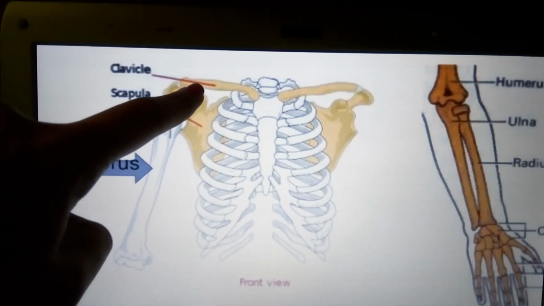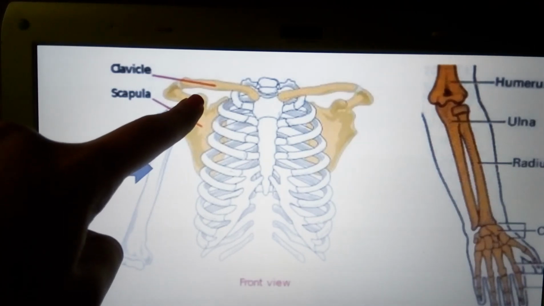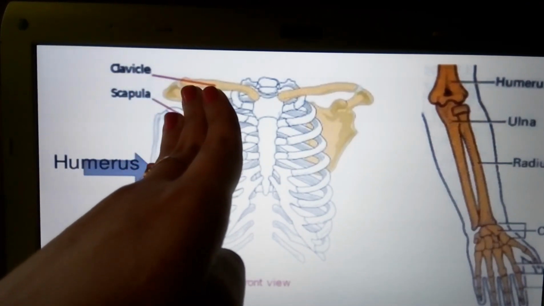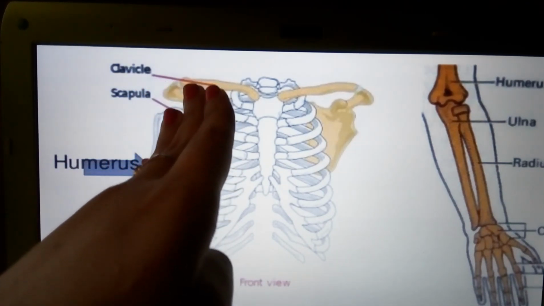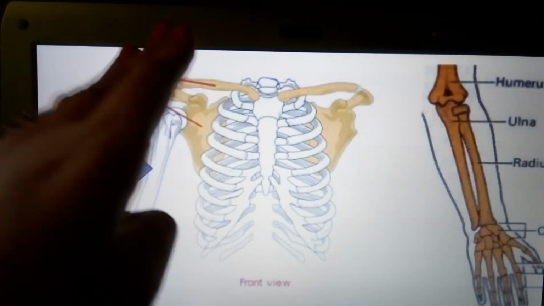Another important bony prominence is the coracoid process. How you palpate the coracoid process is you palpate deep below the clavicle, 2 to 3 centimeters below the clavicle. You will feel a prominence called the coracoid process.